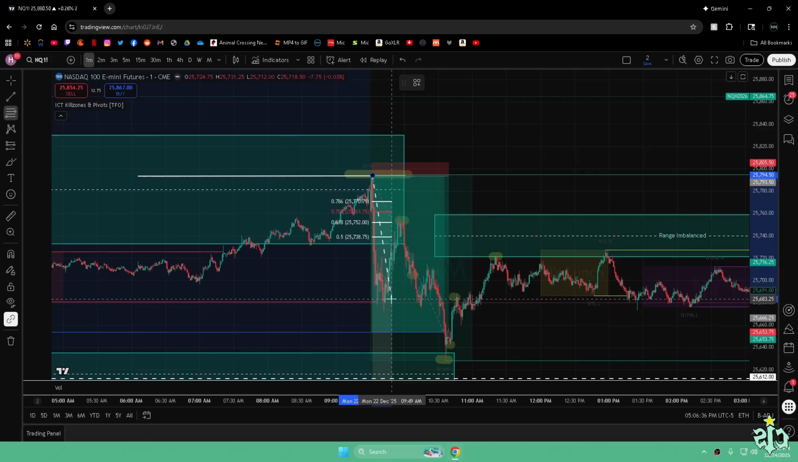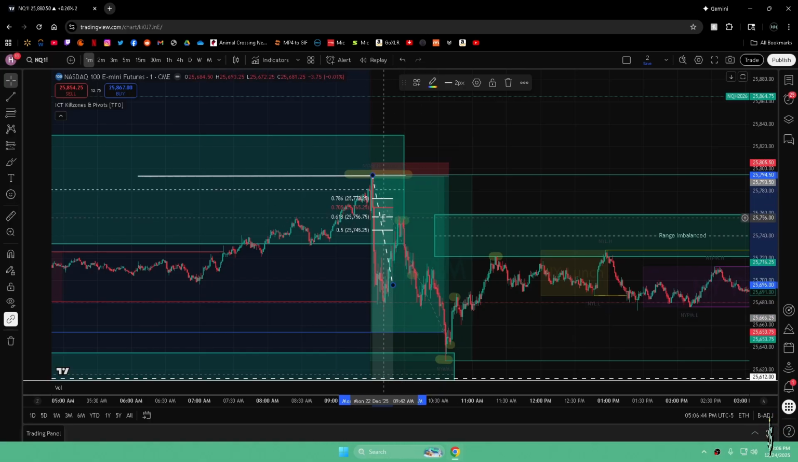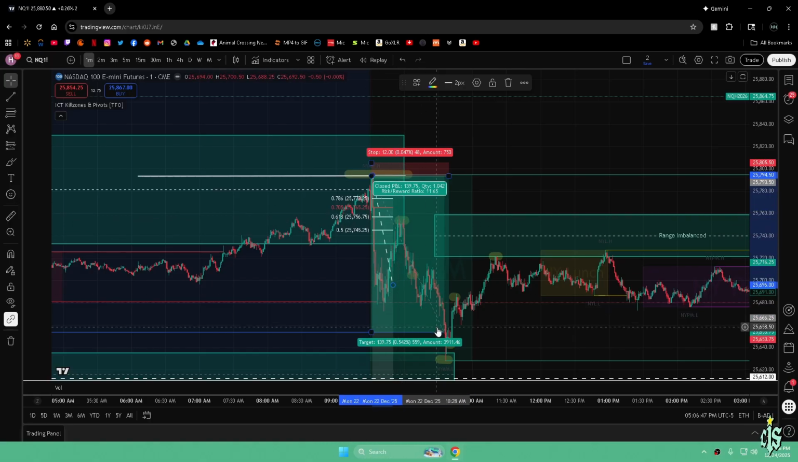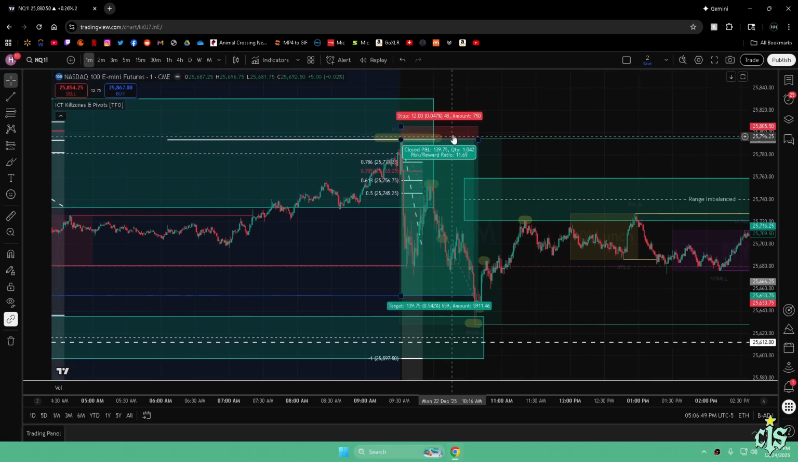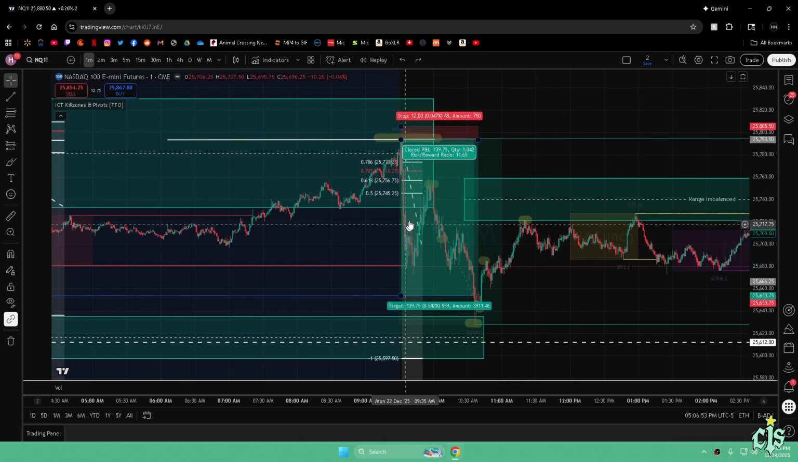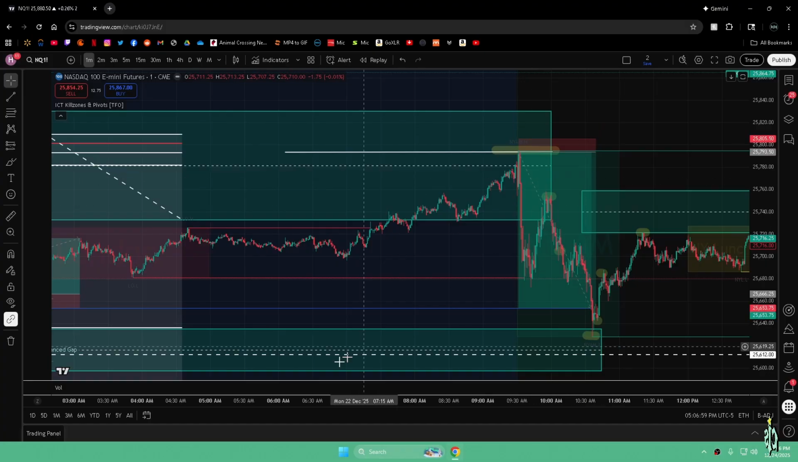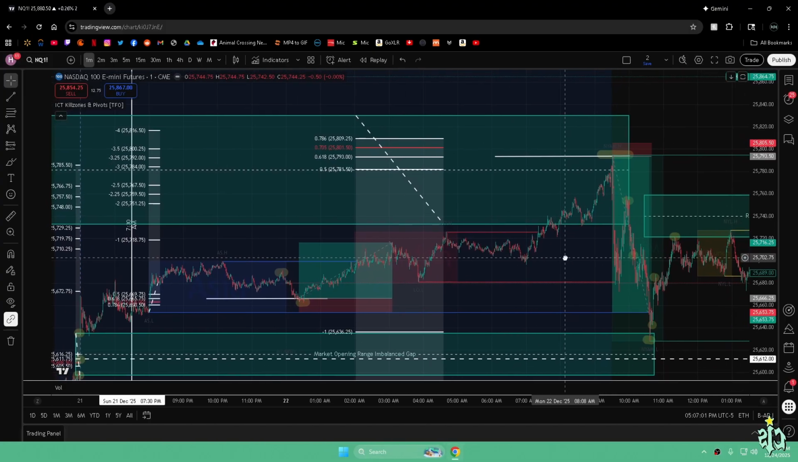right here, off of this wick. This is also another entry I took because I got stopped out after it went back up, so I re-entered right here for shorts. Guys got that? That's how you can use fibs for your entry. And basically that's the whole model. So that's one type. This is the other type.